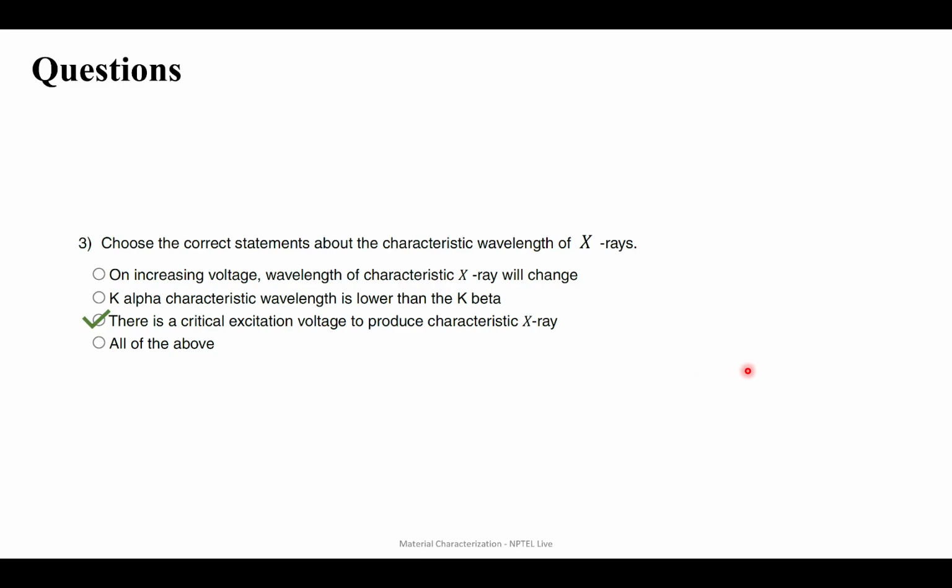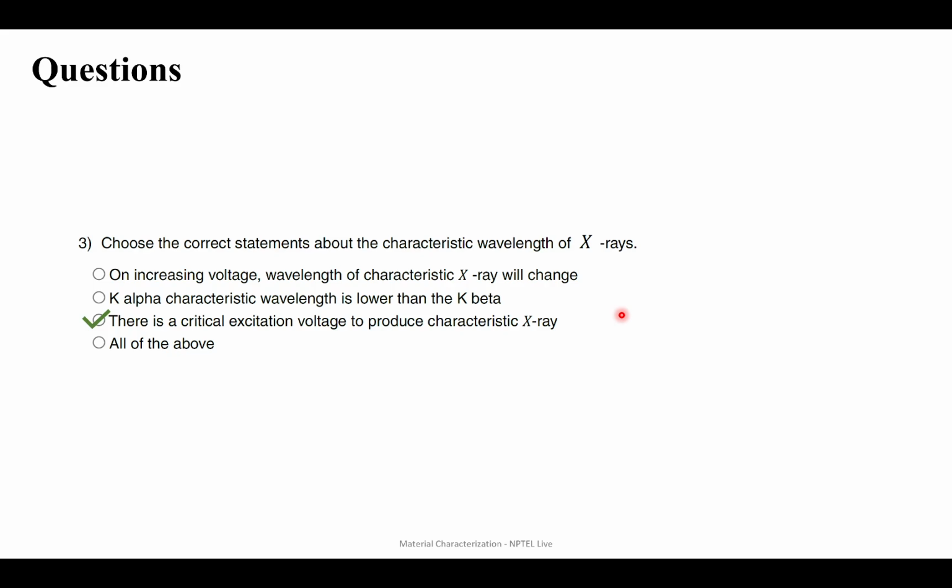So the correct answer here would be C. The characteristic X-ray wavelength is dependent only on the atomic number of the target. It does not depend on your acceleration voltage. So if you increase your voltage, the wavelength of characteristic X-ray will not change. So the first statement is wrong. The second statement says K alpha characteristic wavelength is lower than K beta, which is also wrong.